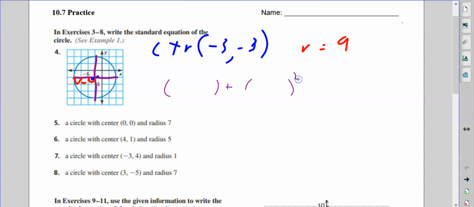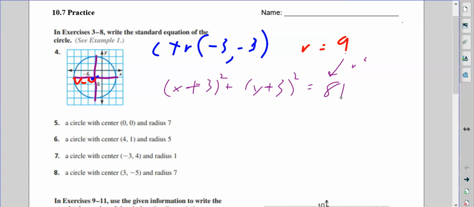remember this format, okay? So it's always x minus and y minus. But since we're putting a -3 in here, that really becomes plus and plus. And this is r squared, so that's 81.